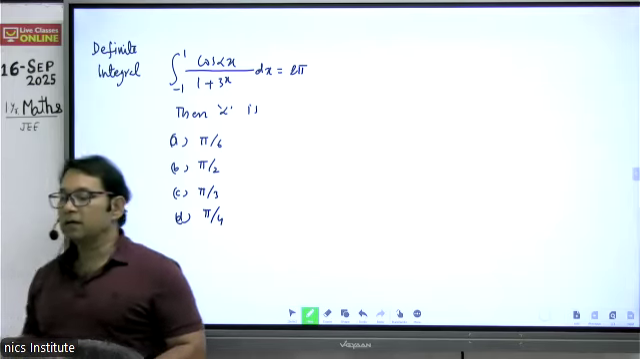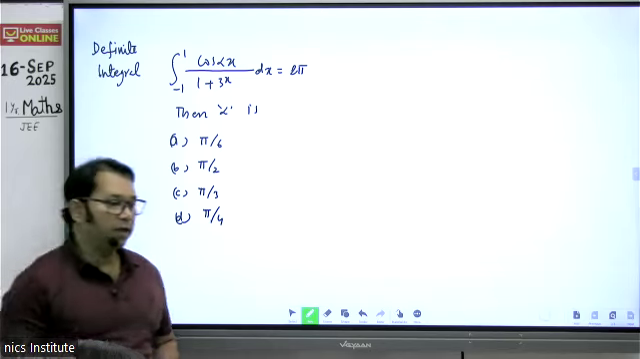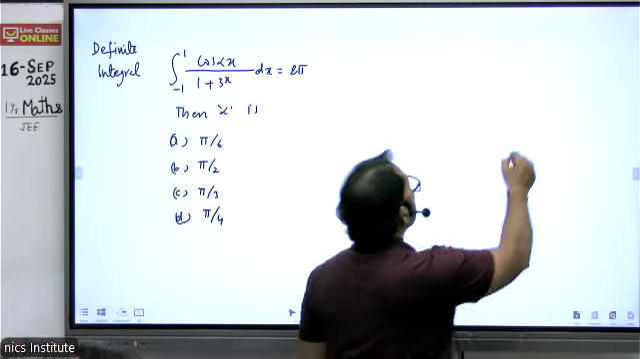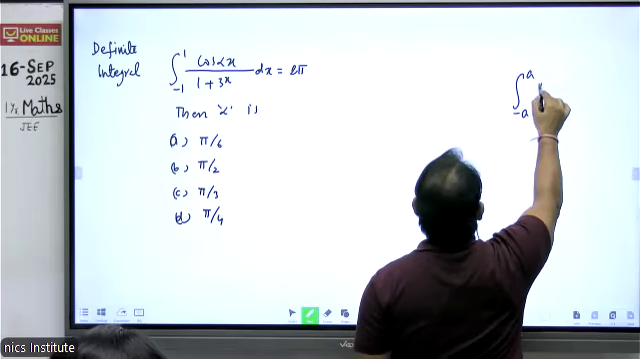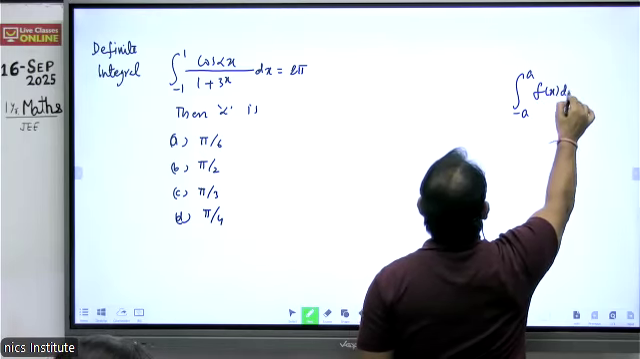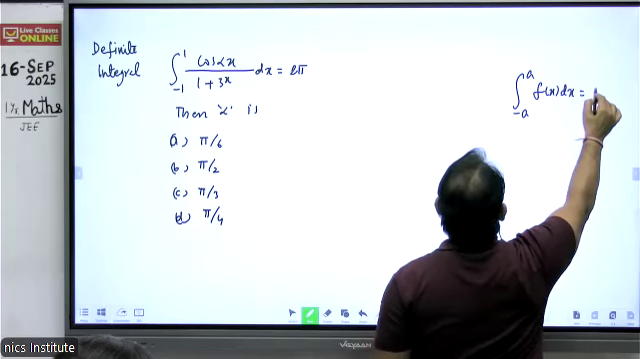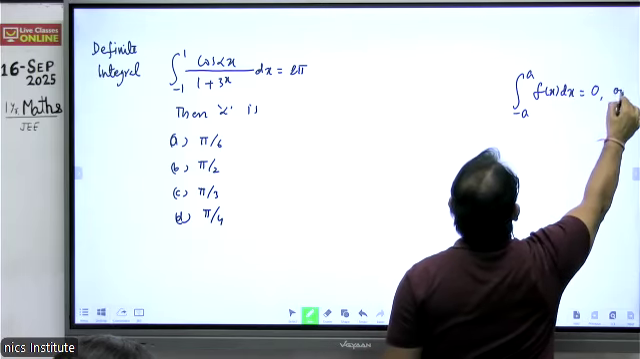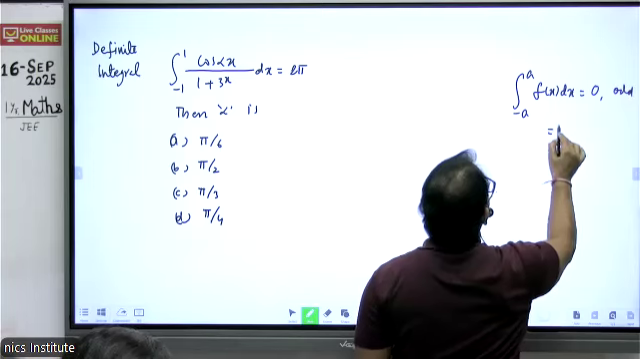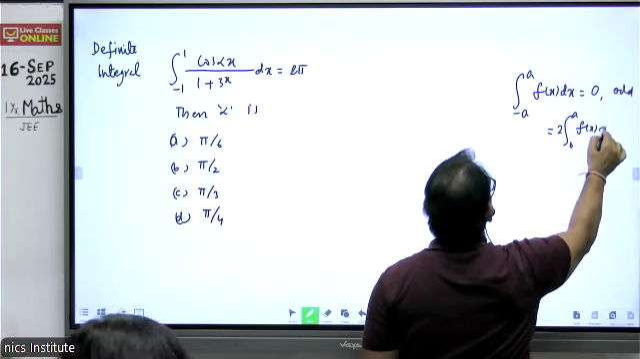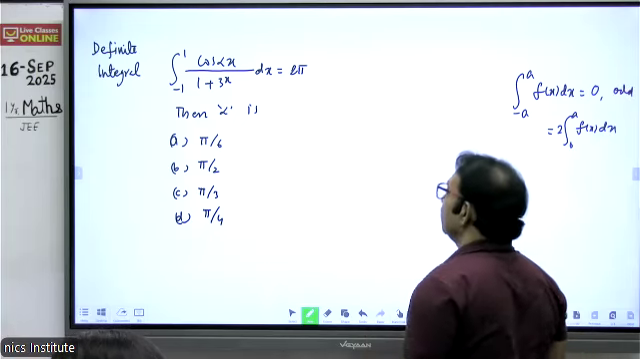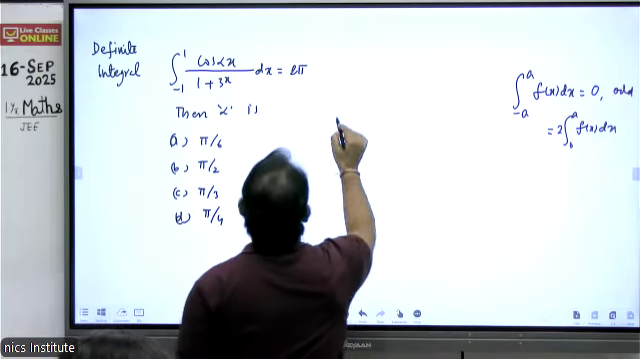The limits are minus 1 to 1. You know that whenever the limits are minus a to a, what you're supposed to do? Identify whether the given function is odd or even. If you have minus a to a and the function is odd, it is 0. For an even function, it is 2 times the integral from 0 to a of f(x) dx. So identify whether the function is odd or even.